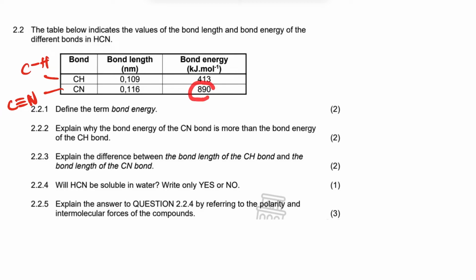I think, guys, this is wrong. It's supposed to be the other way around, because a triple bond has a shorter bond length. Do you see? This is supposed to be shorter than this, right? So it's the other way around. The bond lengths are correct, the bond energies are correct. The CN, the cyanide, has a higher bond energy and a shorter bond length, right?